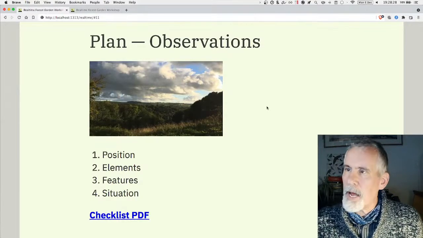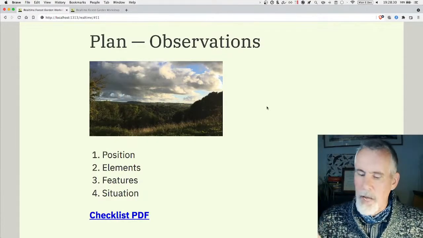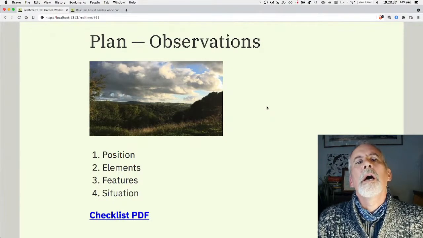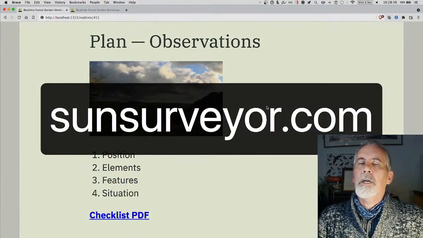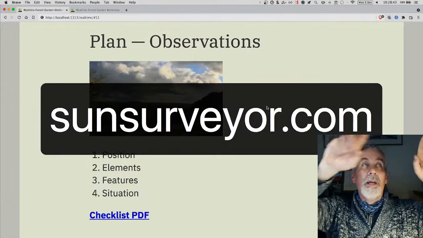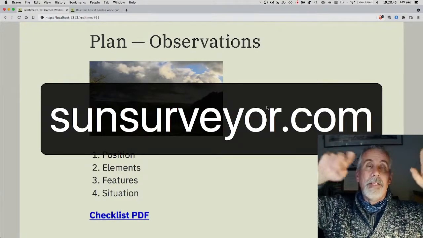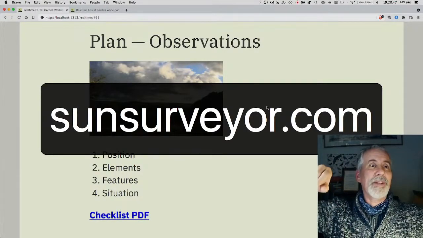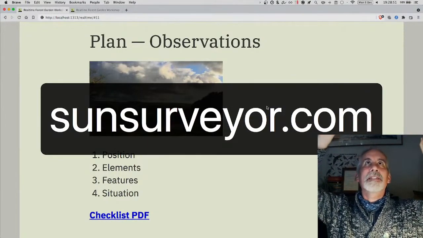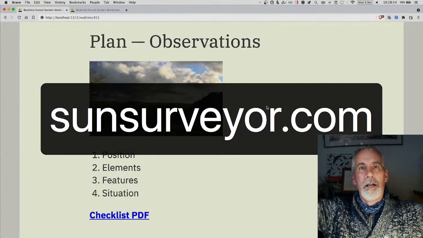There is a brilliant app which I won't show. It's called Sun Surveyor, sunsurveyor.com, I think it is. And this will show you where the sun is in the sky. It sounds really obvious, but at different times of the day and at different times of the year, because when I was younger, I never actually realised that the sun is higher in the sky in the summer and lower in the sky in the winter.